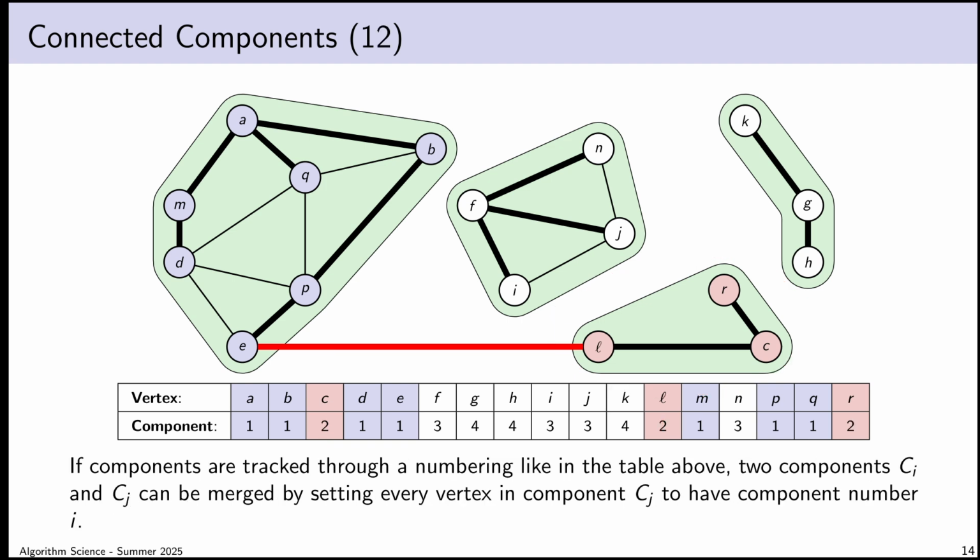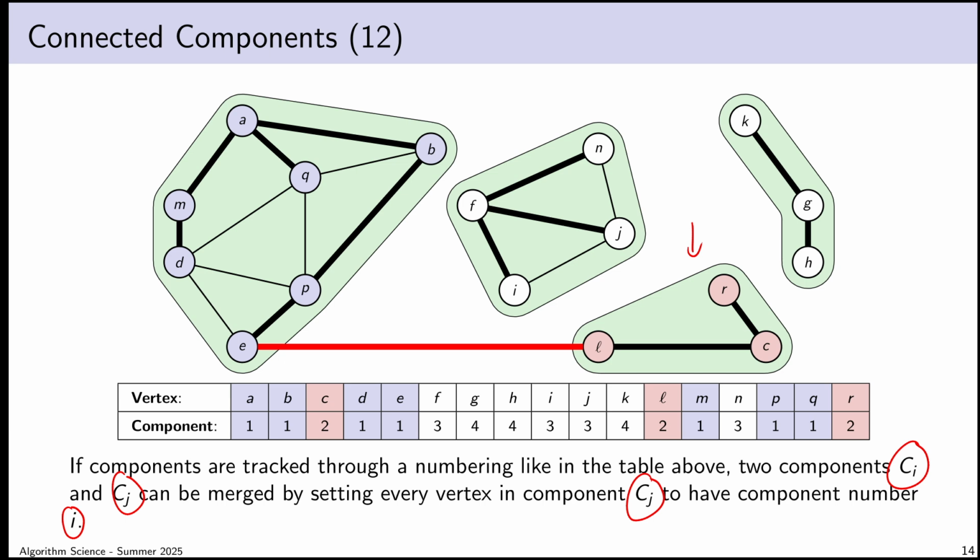So if I track components through some kind of numbering scheme, and I want to merge components Ci and Cj, what I could do is just go through every vertex in component Cj and set its component number to be i. And as I said, intuitively it makes some sense that I'd want to choose the component I merge in to be the smaller one, so I change fewer entries of the table.